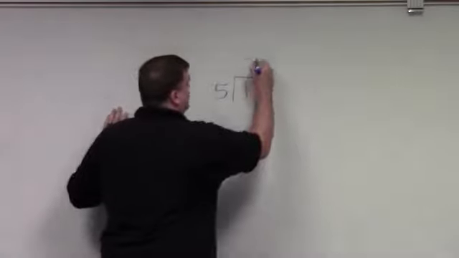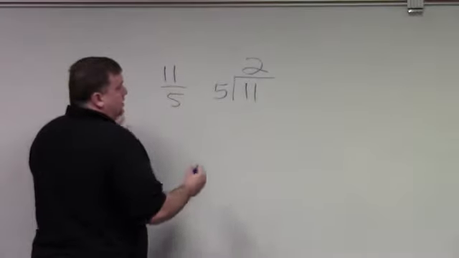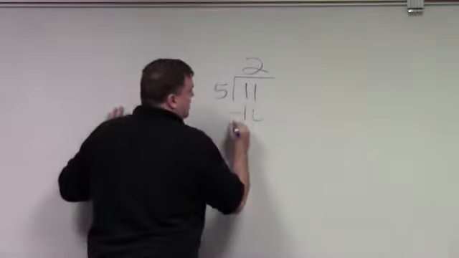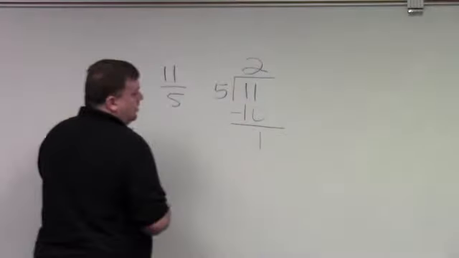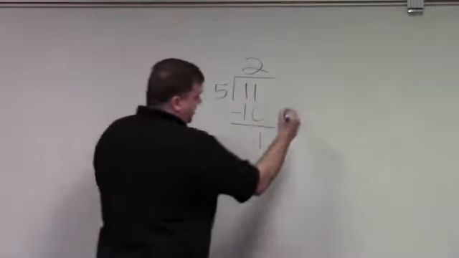2. 2 times 5 is 10. We get a remainder of 1. Well, how do we convert that into a mixed number?